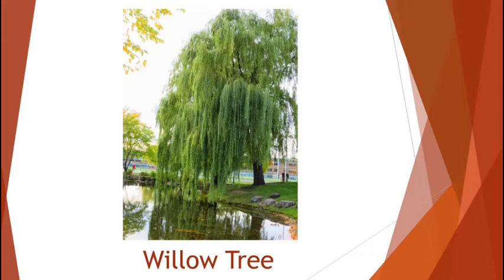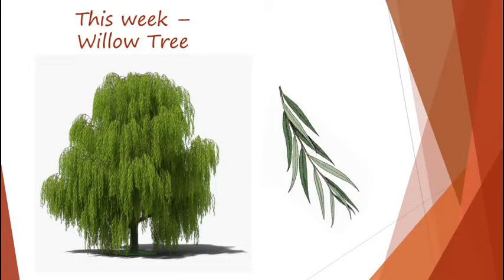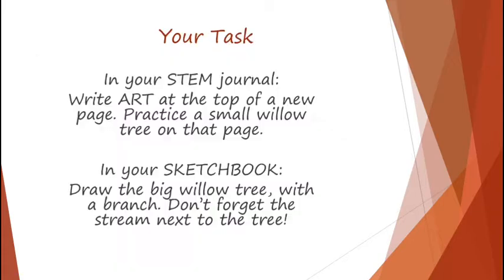So this is a picture that's going to be kind of inspiring for what we did, and here's another picture that really is just the willow tree by itself. And don't forget, because we've been adding our little branch, we've been adding details, we're going to add this off to the side. So our task today, in our STEM journal, you're going to practice a small willow tree. Then you can practice a big willow tree with the branch next to it, either in your sketchbook or on another piece of paper. And let's see what this will look like.